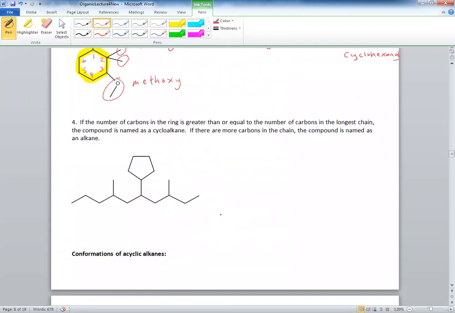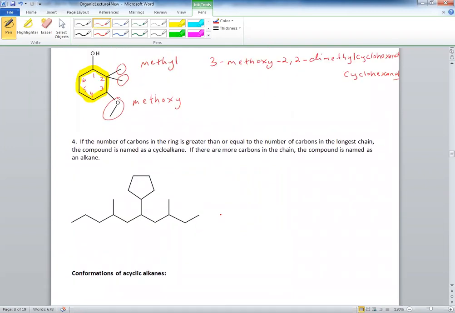There's one last thing I want to end with here. Some students may ask, what if I have a long chain and I have a ring? Which one would be the parent hydrocarbon? It's whichever one has more carbons. If the number of carbons in the ring is greater than or equal to the number of carbons in the longest chain, the compound is named as a cycloalkane. If there are more carbons in the chain, then the compound is named as an alkane. Very well, let's look at this.